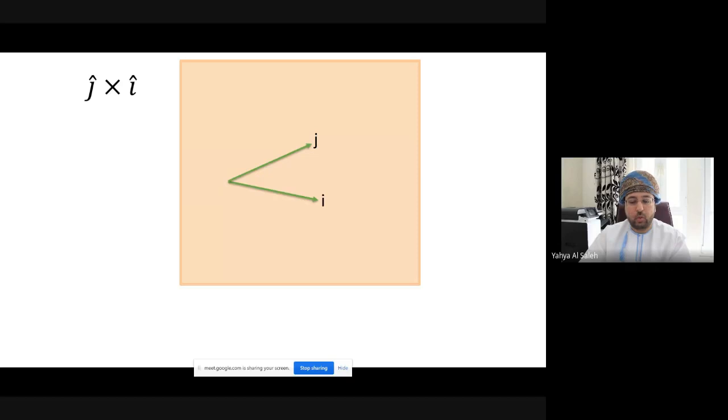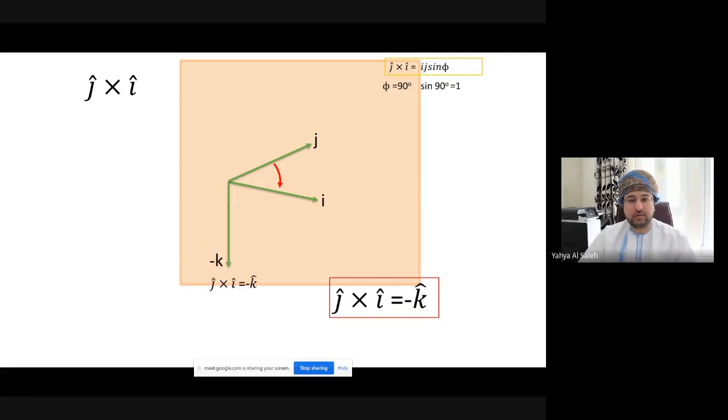Fine. What if I do the other way around? Same vectors, but the other way around: J cross I. It's still 90 degrees, but now we're going in the opposite direction, from J to I. So the result is J cross I is equal to minus K.